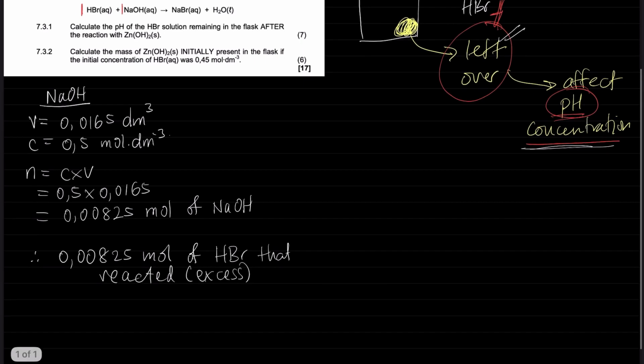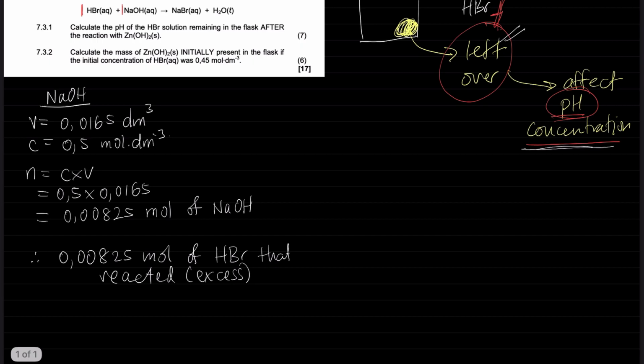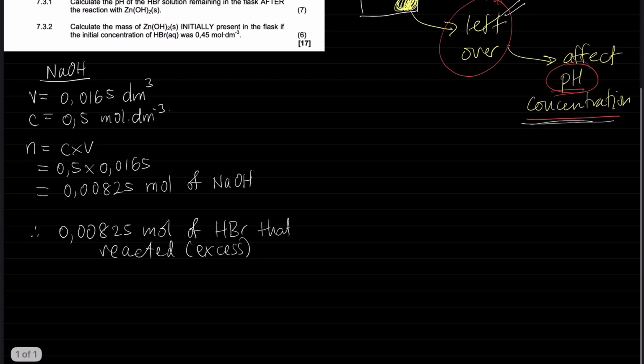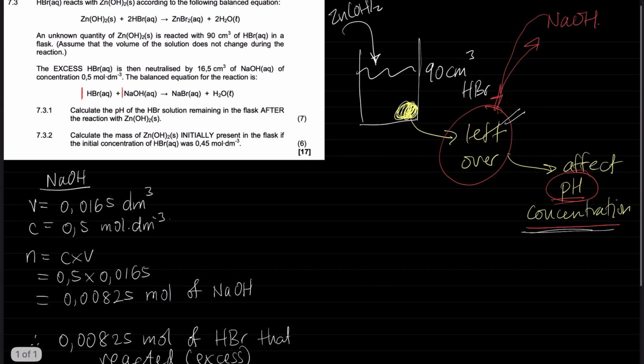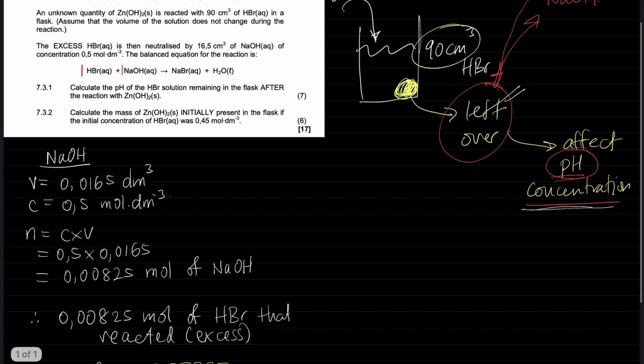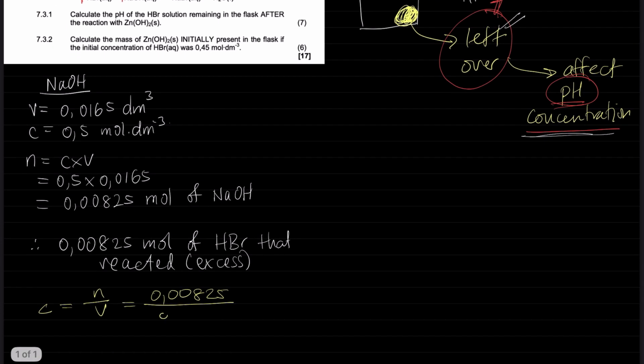Now what we need to do is convert that to a concentration, right? So we'll take that 0,00825, and to get it into concentration, remember we can calculate concentration by saying concentration is equal to number of moles divided by volume. So 0,00825 divided by the volume that this leftover is in. It's in 90 cm cubed. So we'll convert that to dm cubed. That's going to be 0,09 dm cubed. That gives us a concentration of 0,092 moles per dm cubed.